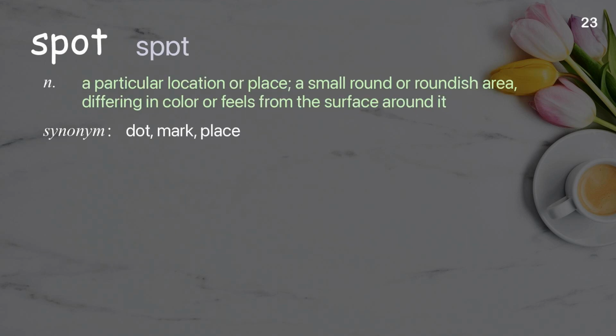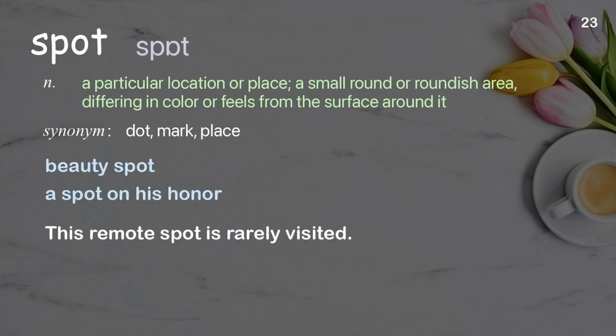Spot. A particular location or place; a small round or roundish area, differing in color or feel from the surface around it. Examples: Beauty spot. A spot on his honor. This remote spot is rarely visited.